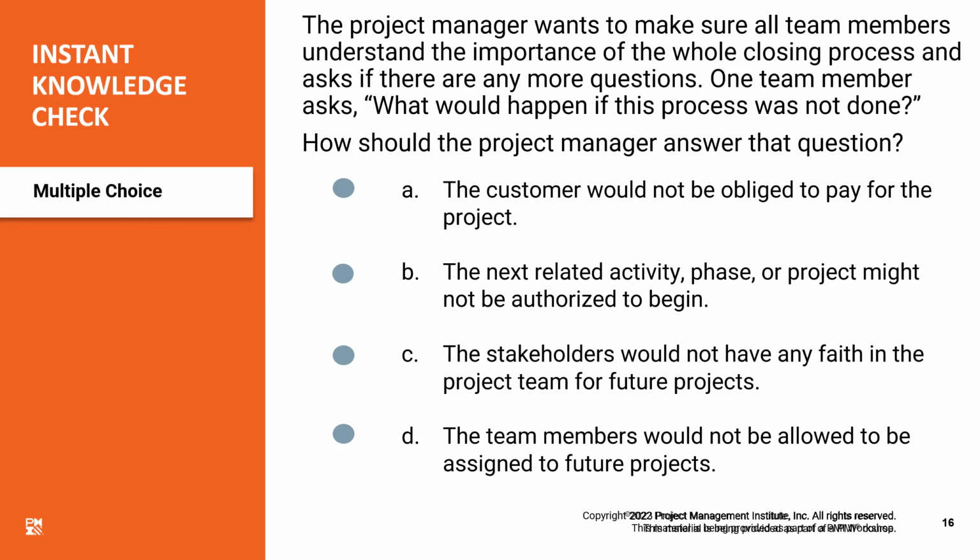What do you think is true? B. The next related activity phase or project might not be authorized to begin because we formally need to close everything. Right.